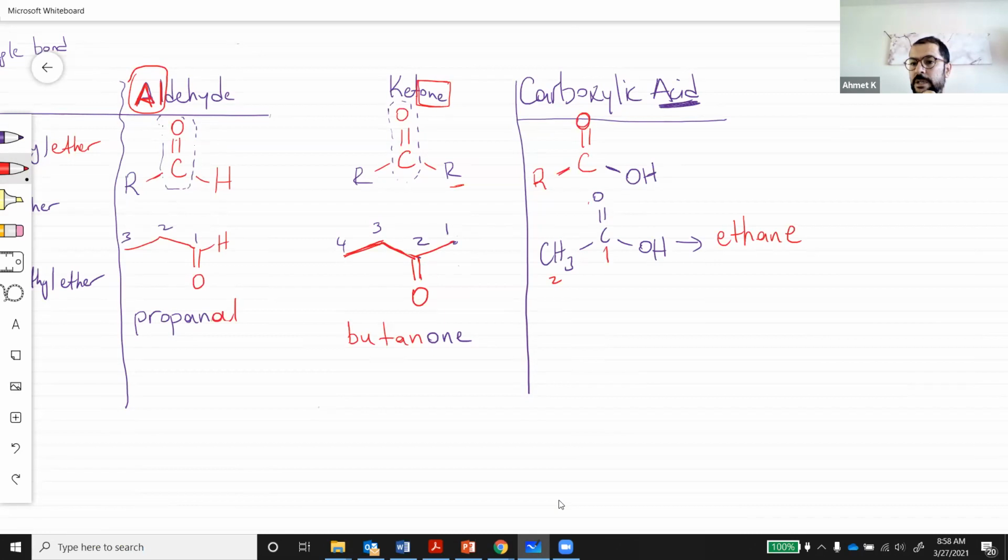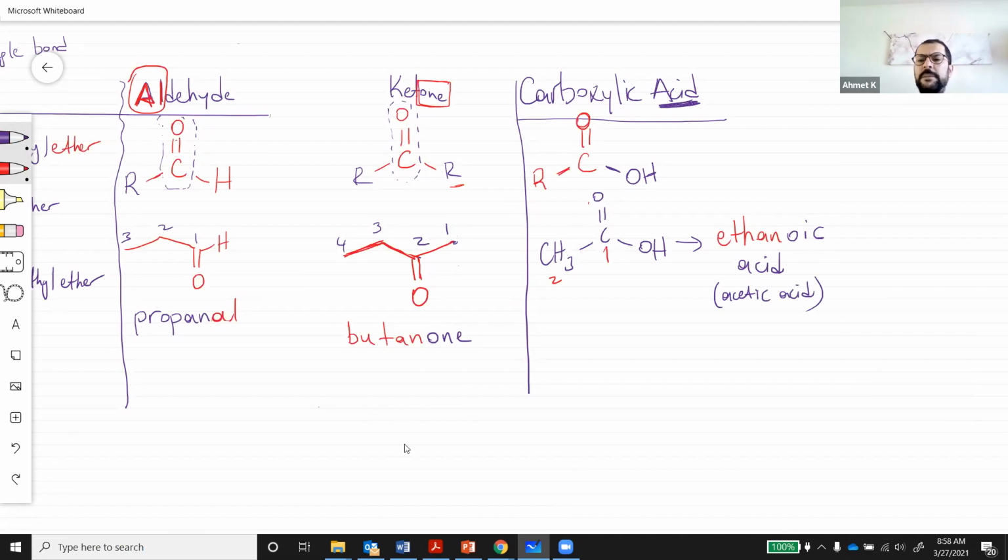This is a carboxylic functional group, so you need to change that. You're going to drop the E at the end and add oic: ethanoic, and then you add acid. Okay, ethanoic acid. This is the IUPAC name, but the common name is acetic acid. Nobody is going to call this ethanoic acid, by the way. Everybody is going to call this acetic acid.